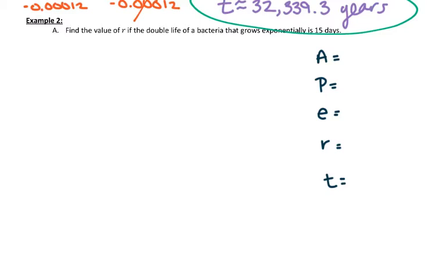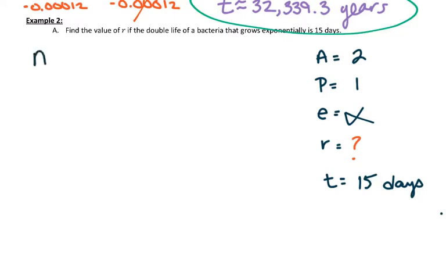So the amount, if it doubles, your final amount would be 2 and your initial amount would be 1, okay? The time it gave you was 15 days. And e we already know, and you're trying to find the R value. Remember, it can sometimes be referenced as the R value or the K value. So if you see the K value, it's the same thing. All right, so let's go.